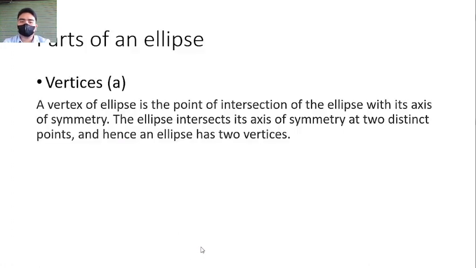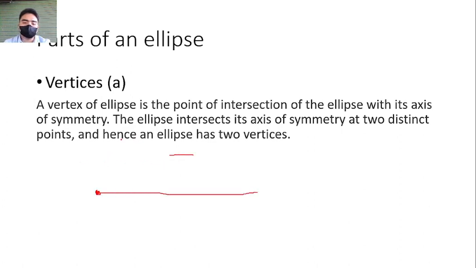Okay. So next part, we have the vertices. Now, the vertices of an ellipse are the points of intersection of the ellipse with its axis of symmetry. If you say axis of symmetry, those are the major and minor axis. So we are going to talk about what the major and minor axes are. If we say axis of symmetry, that's the axis that we are basing on. So if we say vertex, that is the point where it intersects the axis of symmetry.